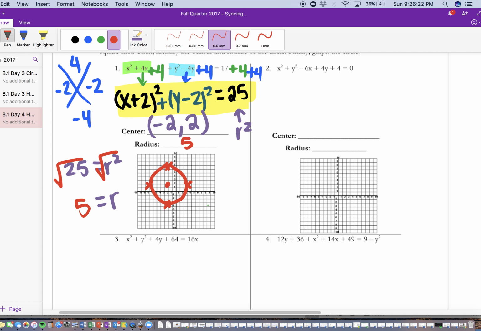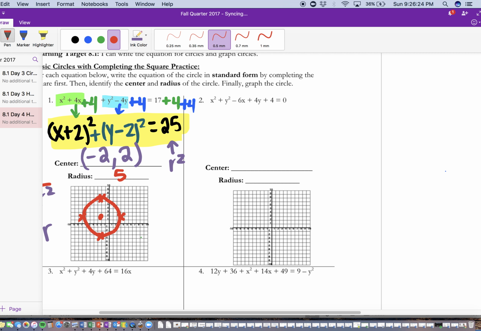Okay, moving on to example 2. So remember, I'm always looking to see if all my x terms are grouped together, all my y terms are grouped together, and all my constants are on the other side of the equation. So if I'm looking at number 2, I see I have an x squared here and a negative 6x here. Oh, they're not grouped together. Same thing with my y squares. Y squared and 4y, but these are not grouped together. And then I have this plus 4 just hanging out here on the left-hand side of my equation. I want to make sure that constant's on the right-hand side.